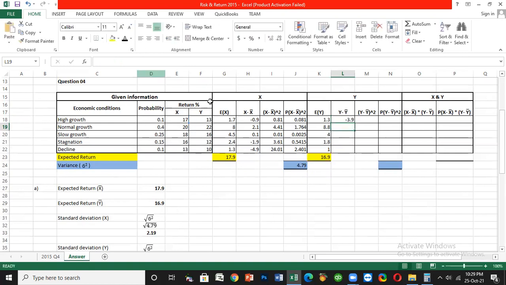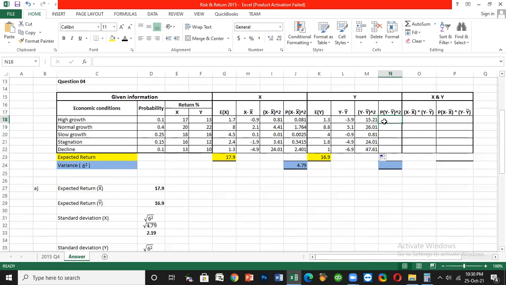Then enter. So minus 3.9 is the y minus y bar. Then we can track. So this is the y minus y bar. Then we want to calculate the (y minus y bar) squared. So 15.21. Then we can track. So this is the (y minus y bar) squared value.